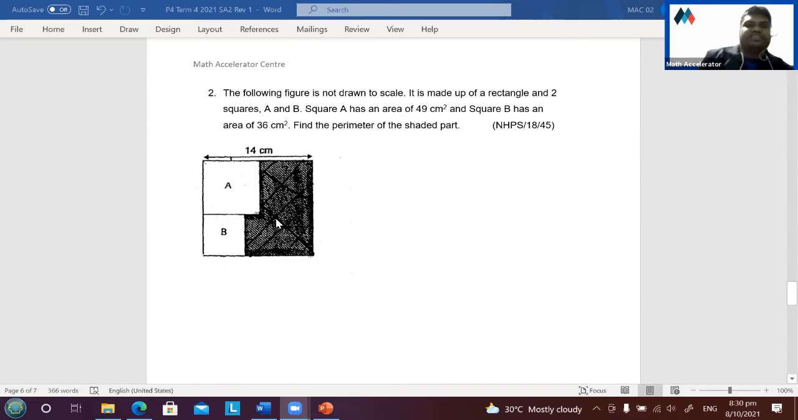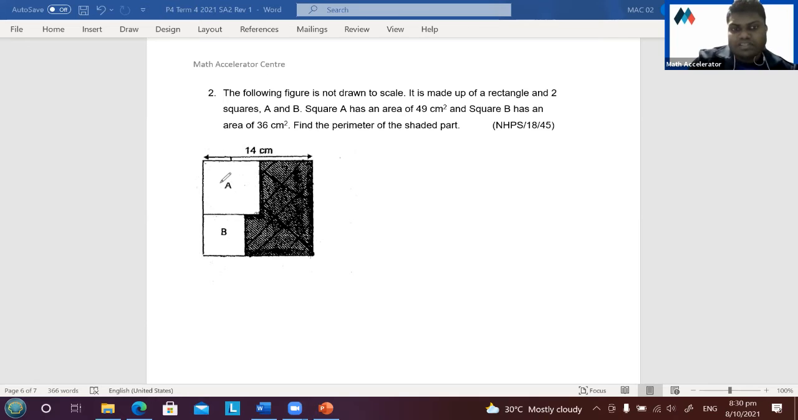Okay, this one's interesting. The following figure is not drawn to scale. So no point measuring it with your ruler, right? You just have to use the information given to you. So it's made up of a rectangle and two squares. The squares are A and B. Square A has an area of 49 cm square. Square B has an area of 36 cm square. To find the perimeter of the shaded part.